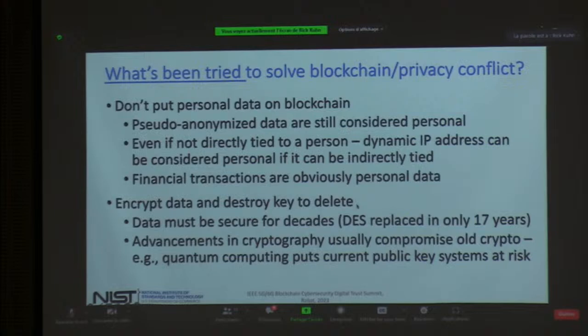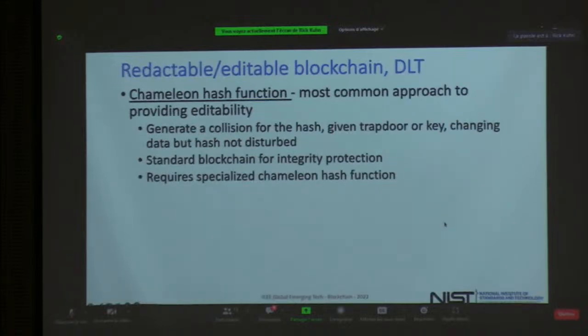And of course, we're seeing quantum computing, which puts public key systems at risk. So that's another consideration, making this approach somewhat less than perfect. So the most common approach for providing a redactable or editable blockchain is what's called a chameleon hash function. The idea there is to generate a collision where we have the data changing, but keep the hash the same. And of course, this requires a specialized hash function, but it can be used with a standard blockchain.